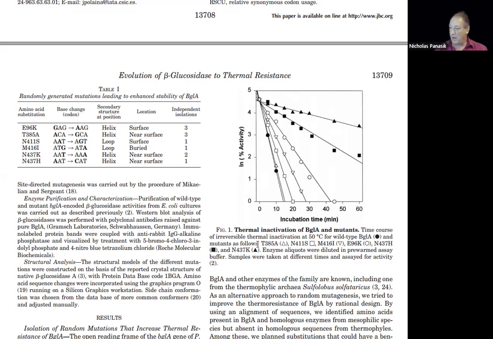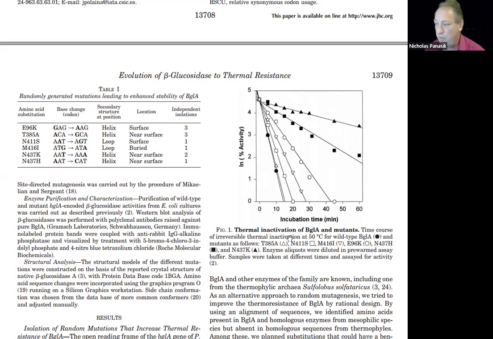So in this figure legend, thermal inactivation of BGLA in mutants. Okay, so they're trying to use heat to inactivate this enzyme plus some of its mutants. It says time course of irreversible thermal inactivation at 50 degrees Celsius. So what's that mean? A lot of times you'll have to kind of piece through what the words mean. If you don't know a particular term, go ahead and look it up. But you want to be able to make it through these legends.